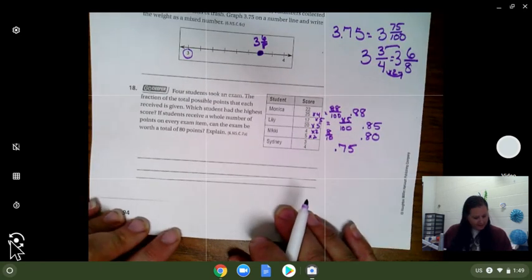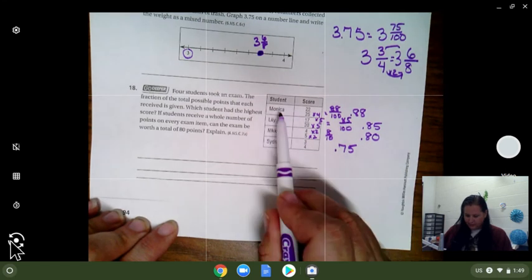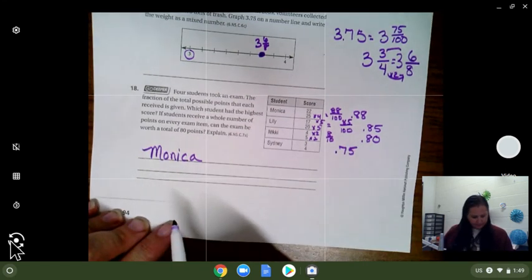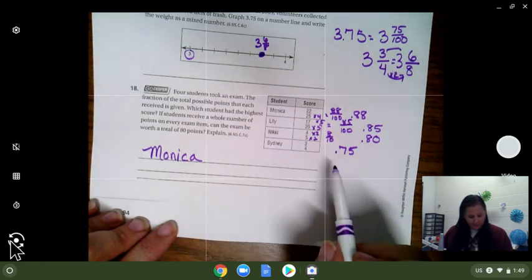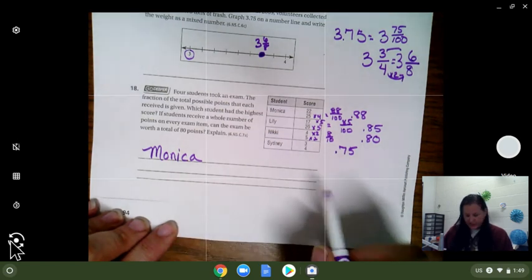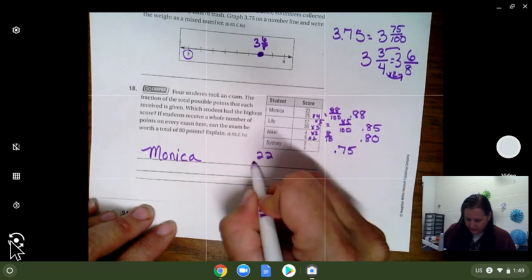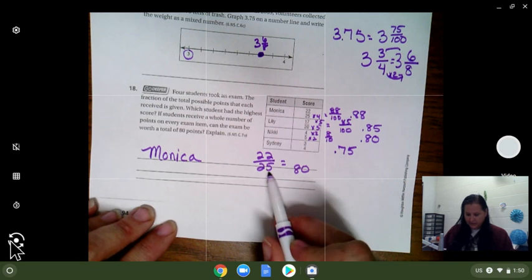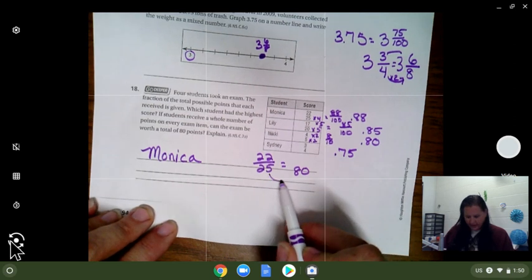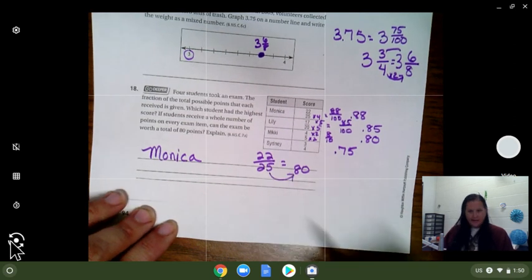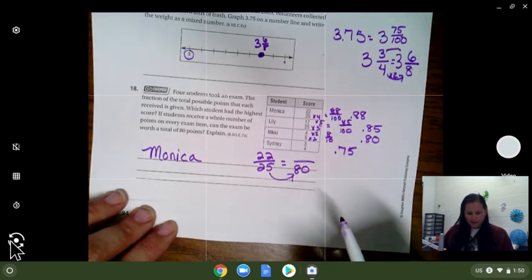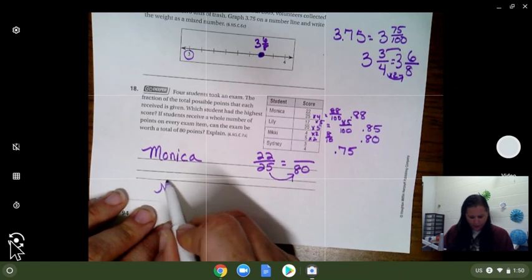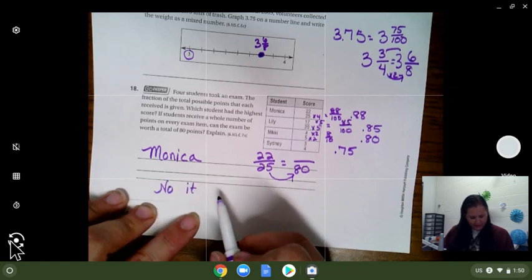So now again, it's asking who had the highest score. That would be Monica. Monica has the highest score with the 88%. And the exam cannot be worth 80 points because there's no fraction equivalent to this that would have 80 as a denominator. There's nothing I can multiply this by to get 80 as a denominator as a whole number. So the answer to the second part is no, it cannot be worth 80 points.